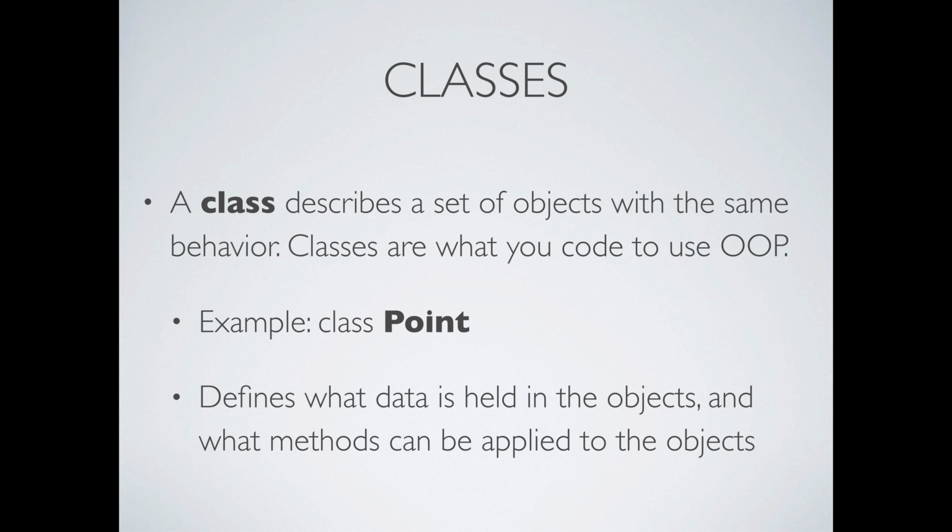Let's talk about an example. I've been throwing a lot of terminology out at you. It'll make more sense with an example. So let's say we make a class called point. The idea behind this class is that it deals with points on, say, the XY coordinate plane. The class is going to define what data you hold in the objects, and also what methods can be applied to the object. So again, it's giving you a standardization or a categorical idea of what these objects are going to look like.